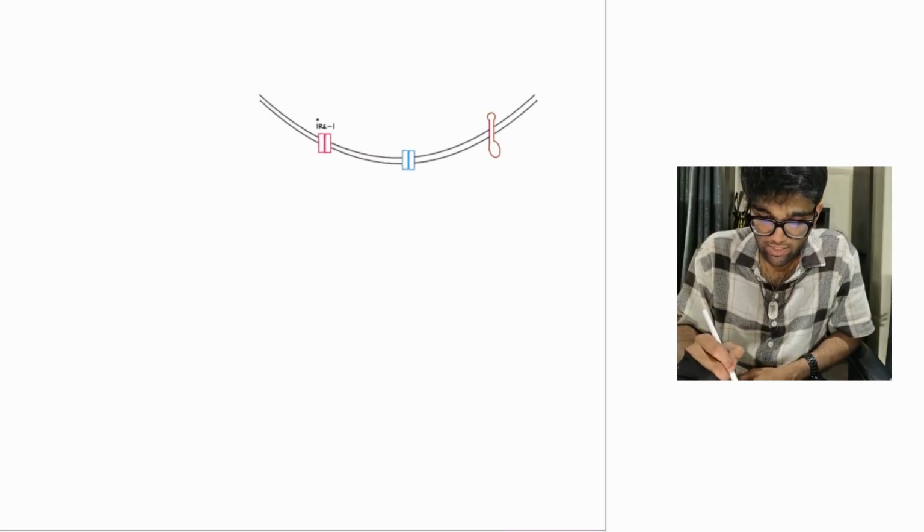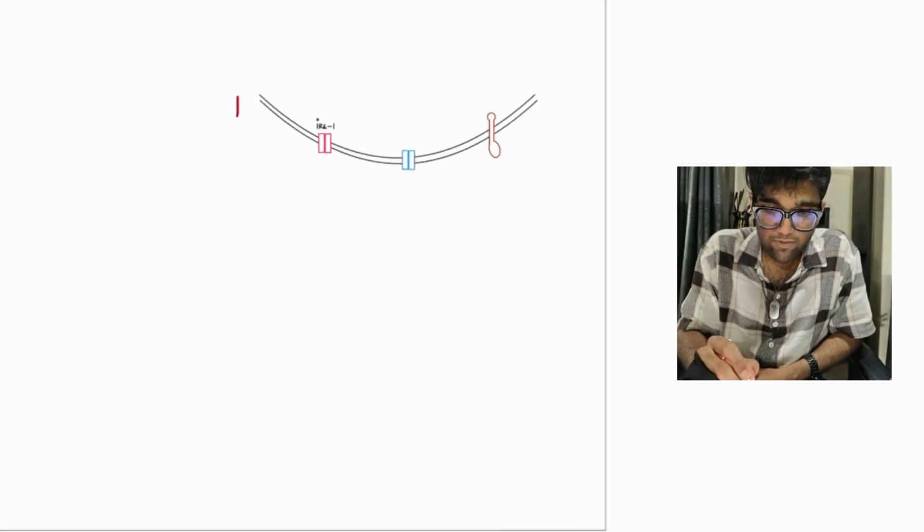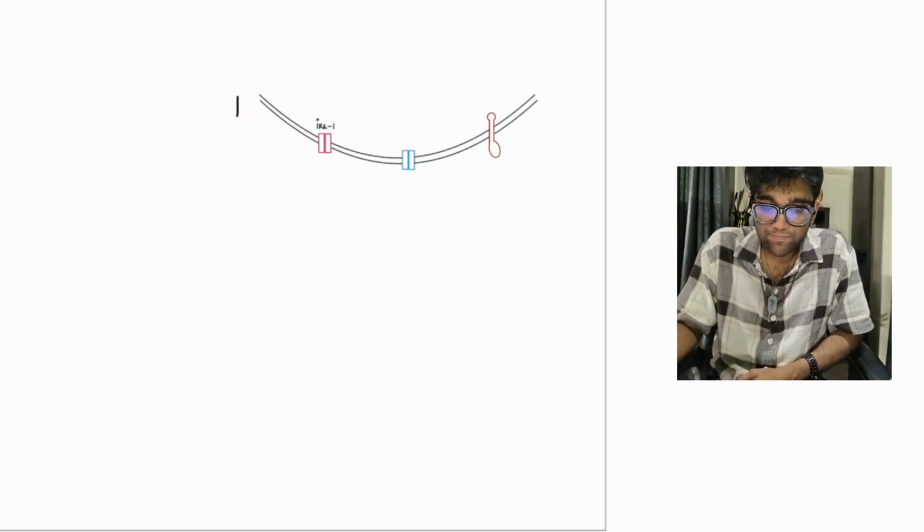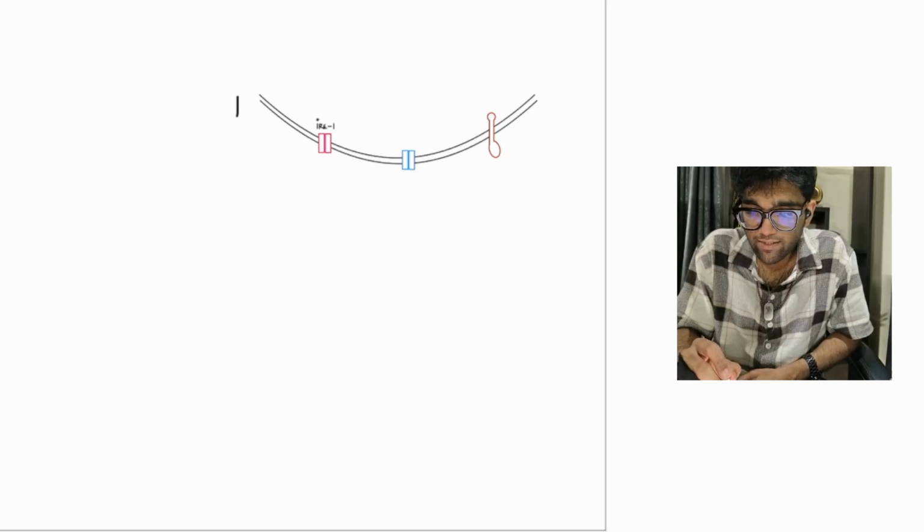So this is actually our endoplasmic reticulum. Okay, this is the membrane of the endoplasmic reticulum, and there are three proteins in the membrane of the endoplasmic reticulum. Okay, this is a protein called IRE1, this is a protein called PRK or PERK, and this is a protein called ATF6.